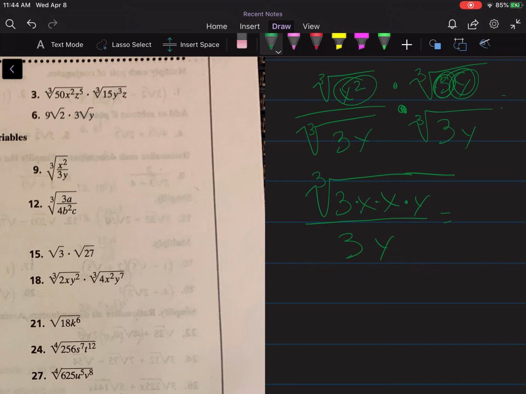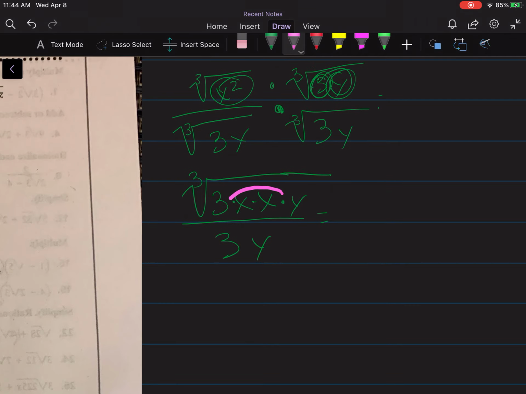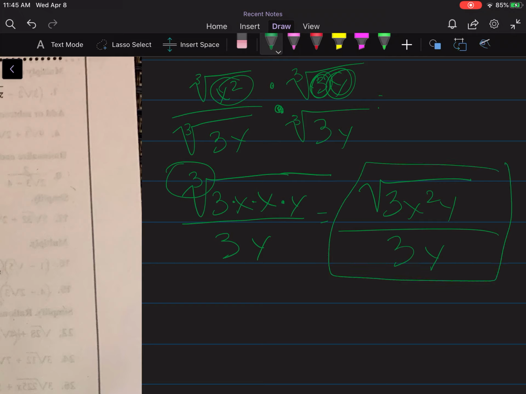Now remember, we're looking for pairs. So we've got these x's that are pairs. We're going to pull those outside of our house. No, don't listen to me. You leave those on the inside because it's asking for the cube root, the third power. So we're just going to leave it like that. The cube root of 3x squared y divided by 3y, or the cube root of 3x squared y divided by 3. Sorry, I forgot about that 3. So just leave it like that.